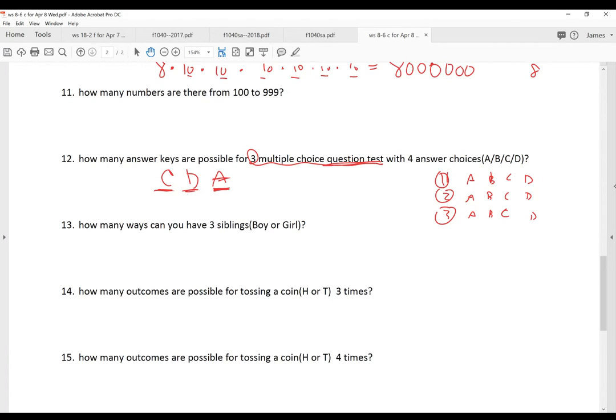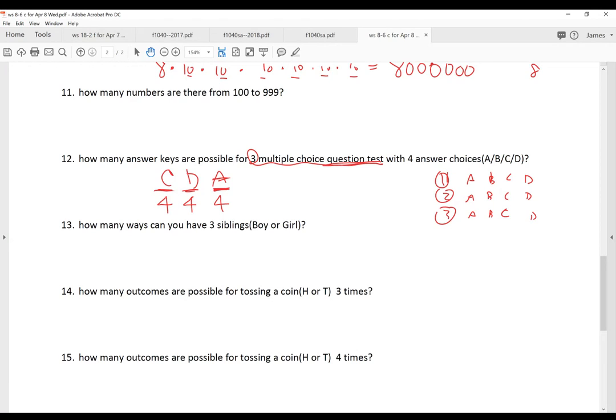So how many ways can you fill in the first space? 26? No. There are only 4 answer choices possible. You could only pick from A, B, C, D. There's no answer choice E. So how many possibilities for the first space? Only 4. And then how many for question number 2? 4 choices. And question 3, 4 choices.